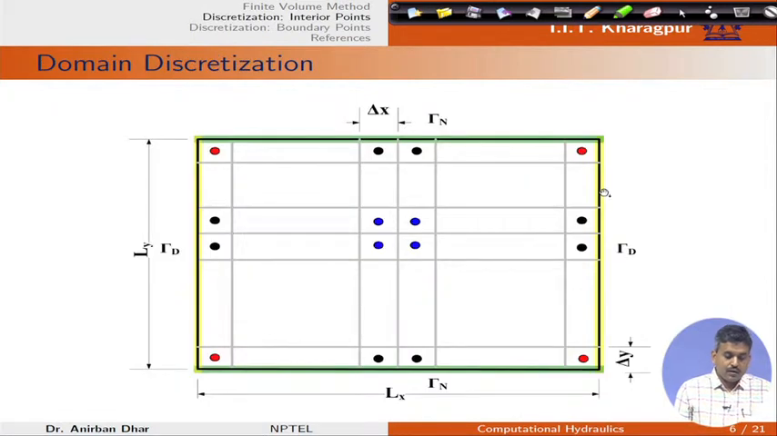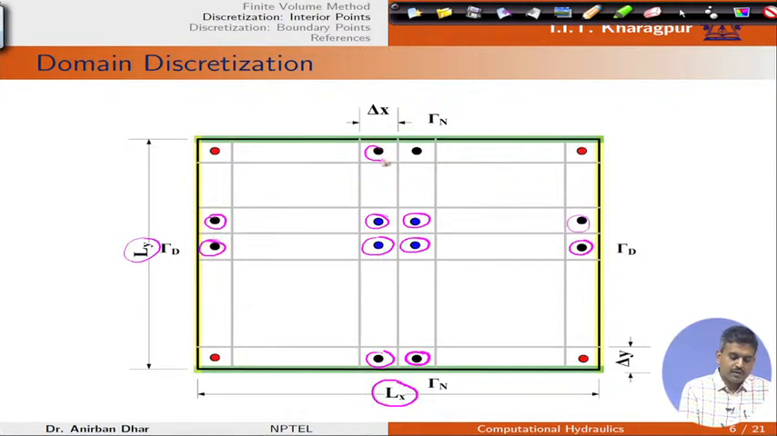Now, domain discretization. Like our boundary value problem, we can divide this Lx in the x direction and Ly in the y direction into a number of cells. At the cell center, we will consider the variables. In this case, the blue ones are interior cells, the black ones are next to the boundary, and the red ones need special treatment because one side is Dirichlet and another side is Neumann.